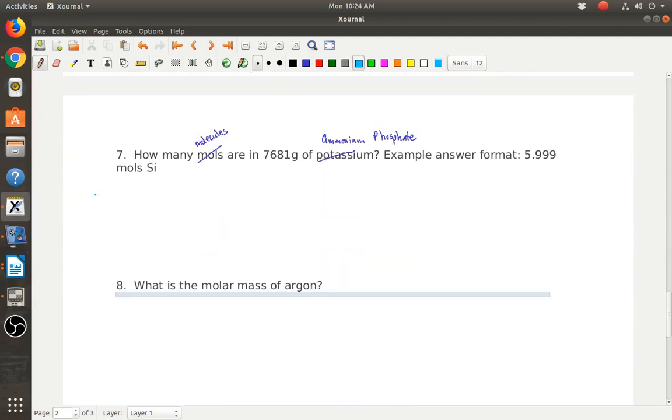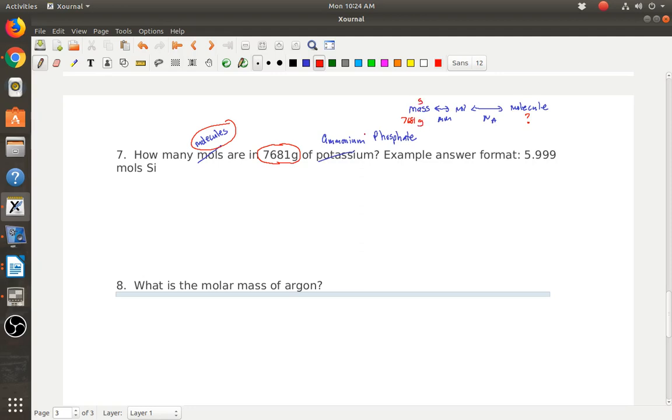Okay, and then number 7, I changed this one because I want to go through the whole process and use ammonium phosphate. So we go from mass to moles, and moles to, this time we're dealing with a molecule, so I'm going to say molecules instead of atoms. Okay? To do the mass to moles, you need the molar mass. To go from moles to molecules, you need Avogadro's number. Okay, this time it's asking for how many molecules. So there's the question. We have 7,681 grams. That's the mass, 7,681 grams. Remember, mass is in grams.